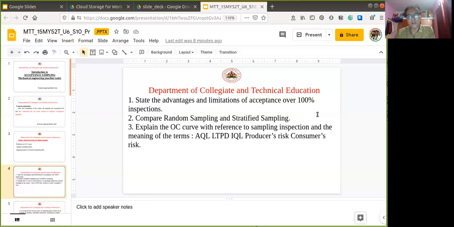Then explain the OC curve with reference to sample inspection, and the meaning of the terms AQL, LTPD, IQL, and producer's and consumer's risk. So these are the questions. You need to prepare the answers for these questions from the textbooks.